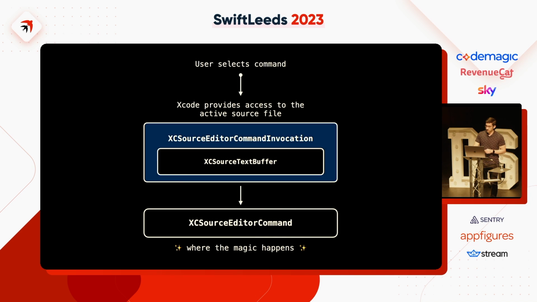All right, so when the user selects a command, Xcode will create a command invocation object for us. What this really is, it contains some metadata about the file that's open, and it contains the text buffer, which is the actual text in the file. And Xcode will automatically create this for us. We just have to use it. And it's really this class that kicks off this whole editor extension experience.